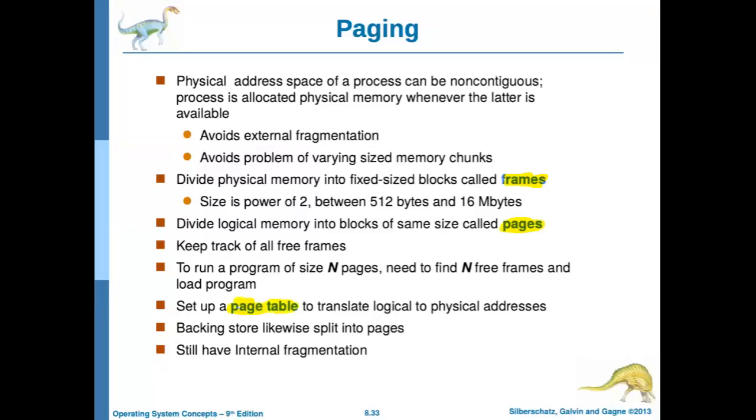Even if you have some sort of backing store, the backing store is also split into pages in exactly the same manner. So this avoids the problem of external fragmentation, because the size of a page and the size of a frame are exactly the same, but it can still have internal fragmentation. Why it is so is very simple.